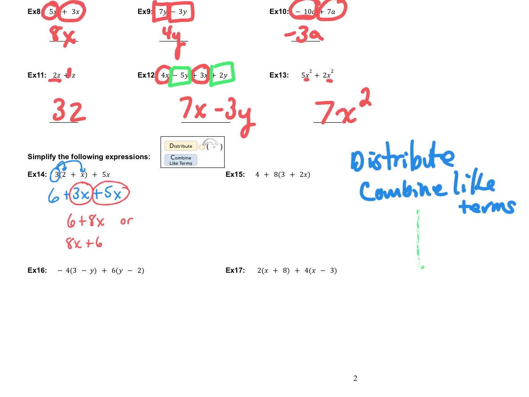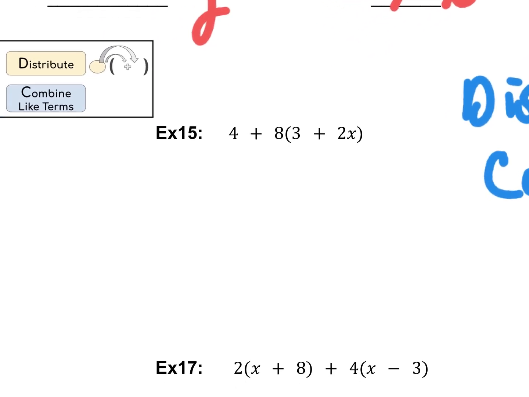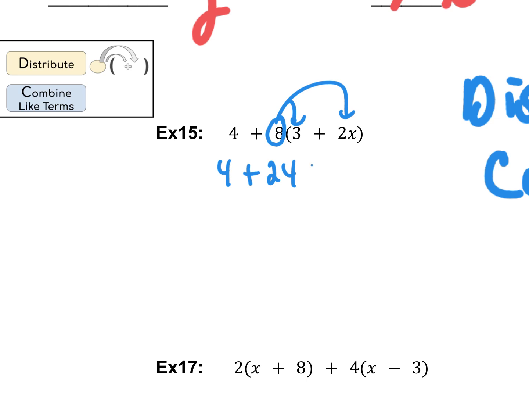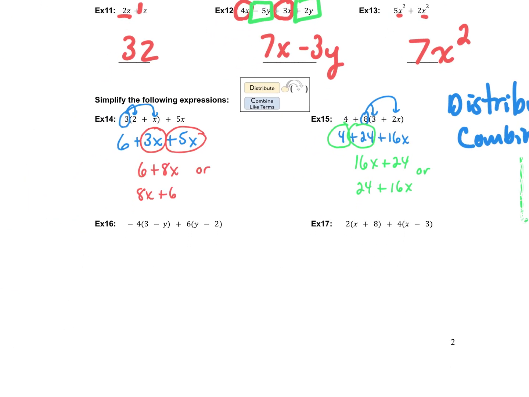Same process here for number 15. We're going to distribute first. So 4 plus 24 plus 16x. Then we're going to combine like terms, positive 4 and positive 24. So it's going to be 16x plus 24, or you could write it 24 plus 16x. Again, either one means the same thing and is perfectly fine.